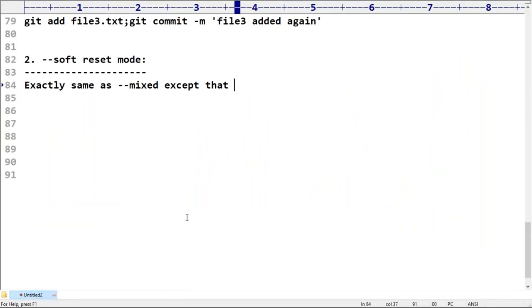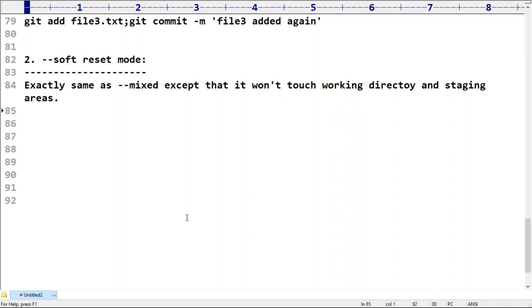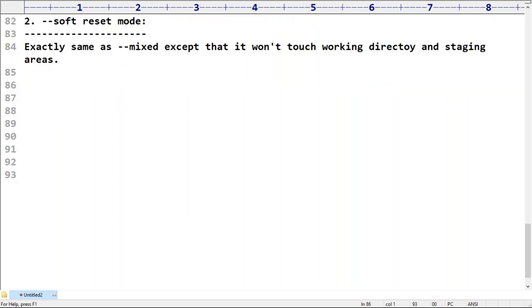Respond. Yeah, correct, Manish. Is it clear for all of you? Exactly same as --mixed, except that it won't touch the working directory and the staging area. Working directory and the staging area, that's what you should be aware of. Let me show this one.